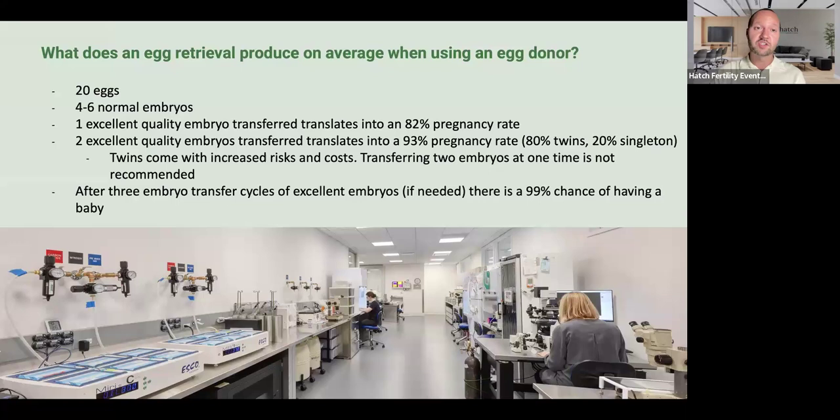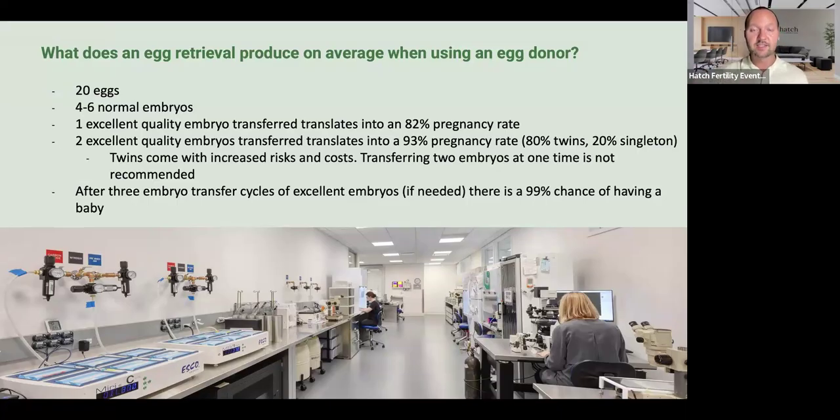Before we leave the embryo creation stage, let's talk about what an egg retrieval gives on average when using a donor. With us, you usually get about 20 eggs, depending on the donor and all of that. From those eggs, we would create somewhere between 4 to 6 normal embryos. There might be more embryos created which tested abnormal, which we do not move forward with. So about that many normal, good quality embryos moving forward.